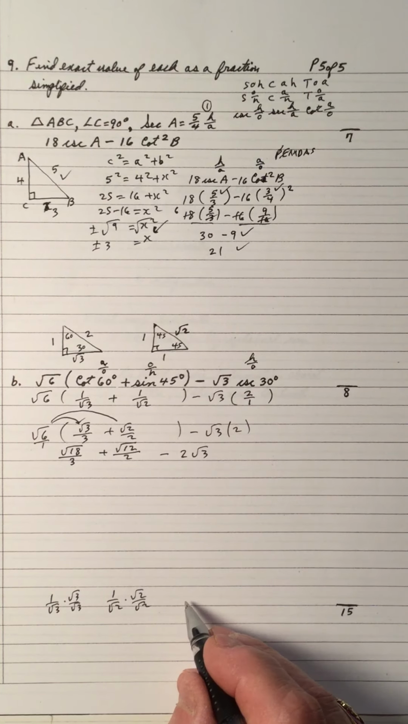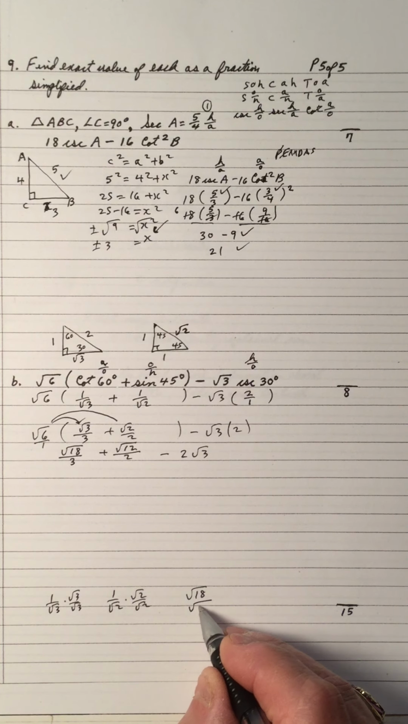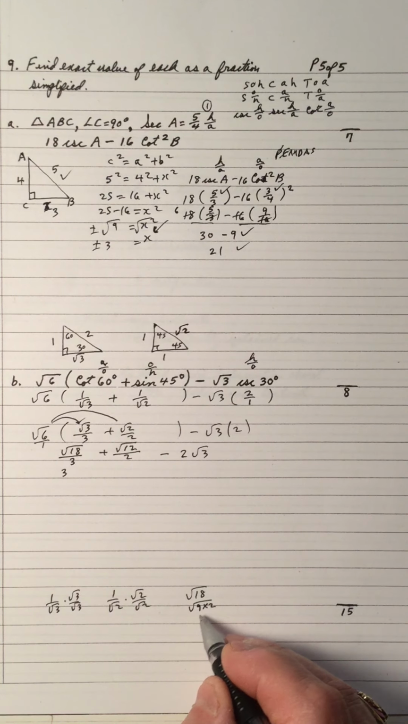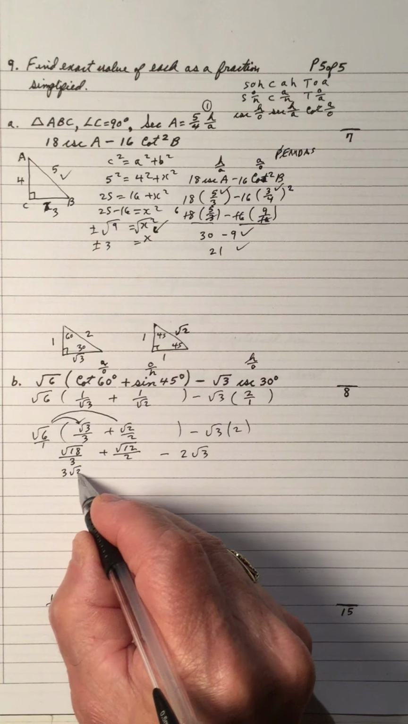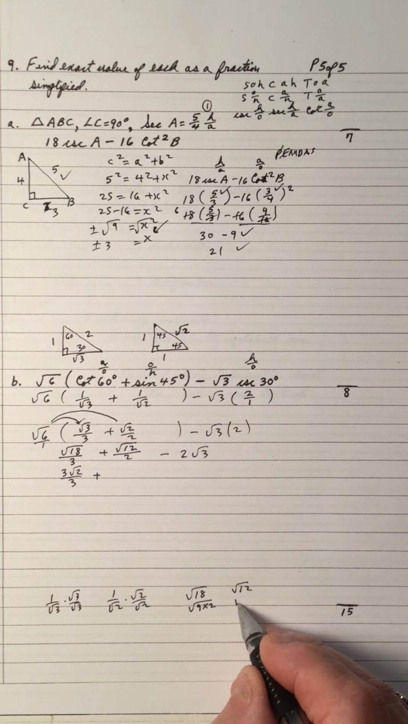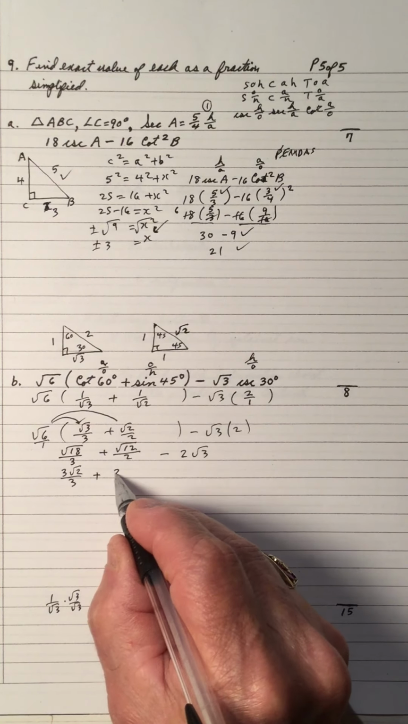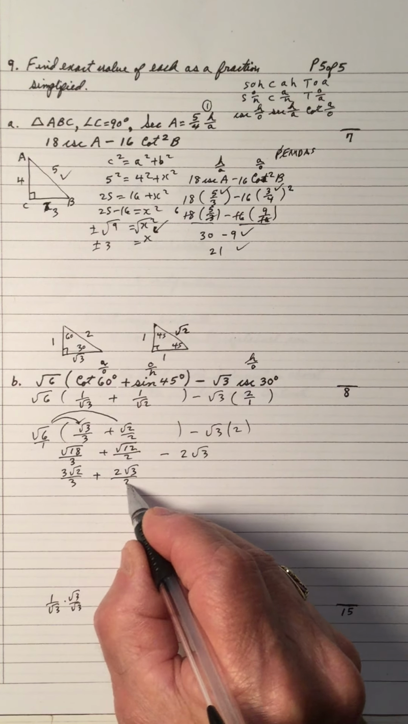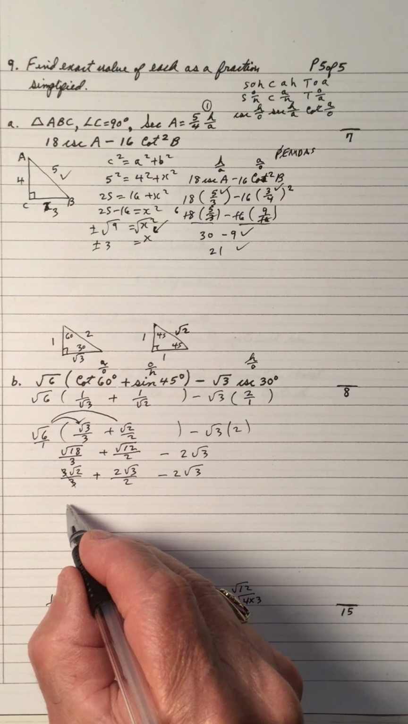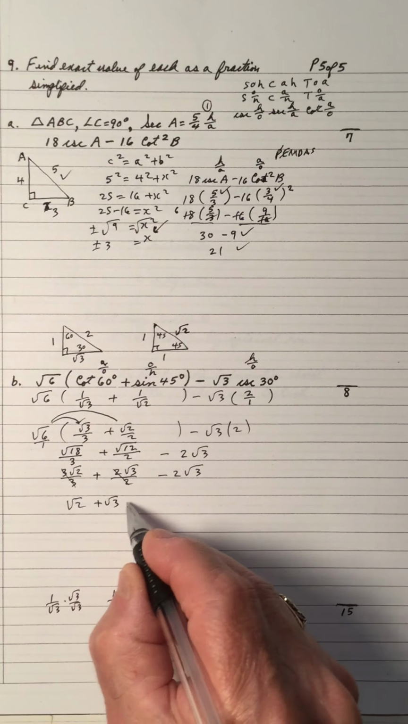Now, the root of 18 is the root of 9 times 2. So the root of 18 is 3 root 2 over 3. The root of 12 is the root of 4 times 3. So that's a 2 root 3 over 2. So we cancel the 3's to get a root 2. We cancel the 2's to get a root 3.